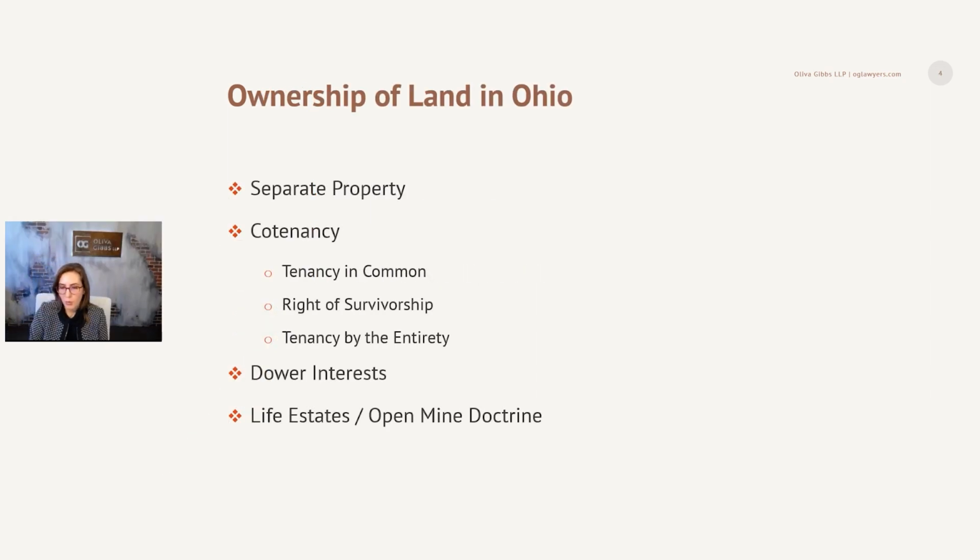Thank you, Josh. I will be starting us off today with an overview of ownership of land in Ohio. We're going to begin with a brief discussion on separate property before moving into three types of co-tenancy, those being tenancy in common, right of survivorship, and tenancy by the entirety. We'll briefly touch on dower interests before moving on to a discussion about life estates and the open mind doctrine. And I'll briefly touch on race notice statute in Ohio before turning things over to Josh Peterson.